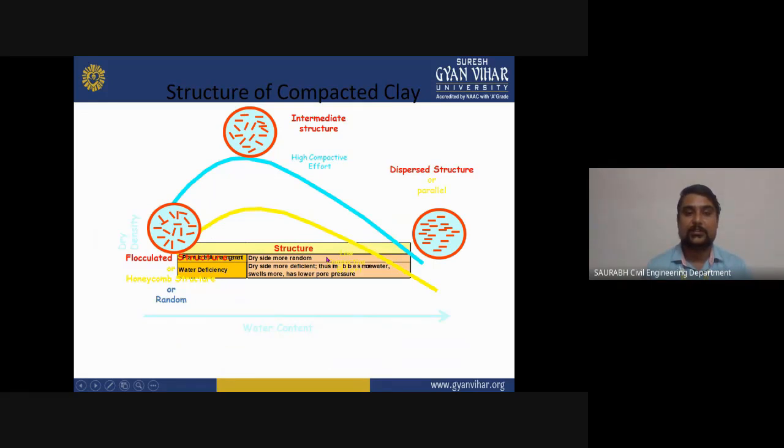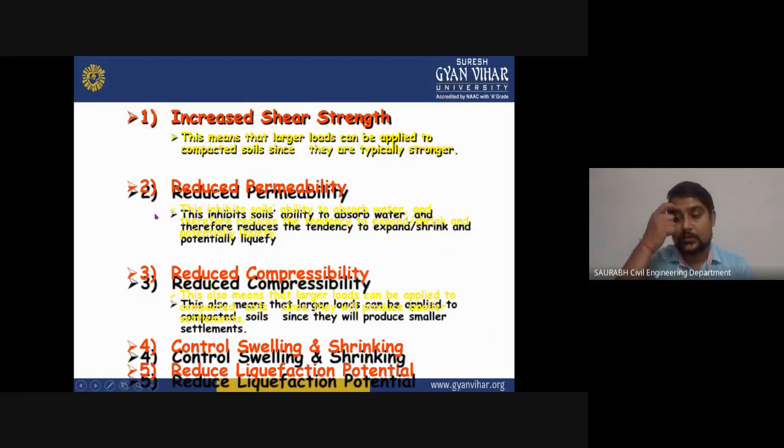Here you can see this graph showing the structure of compacted clay. As you can see, there is flocculent soil, intermediate structure, and dispersed structure. By compaction, we can increase the shear strength of a soil. This means a larger load can be applied to the compacted soil since it is typically stronger. It also reduces the permeability, which is the soil's ability to absorb water, and therefore reduces the tendency to expand, shrink, and potentially liquefy.